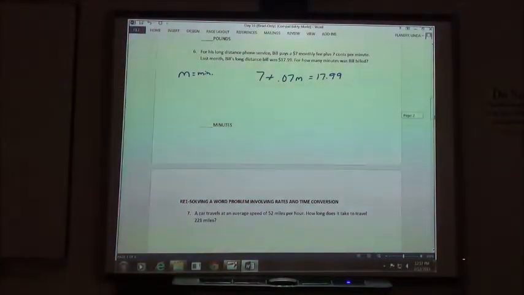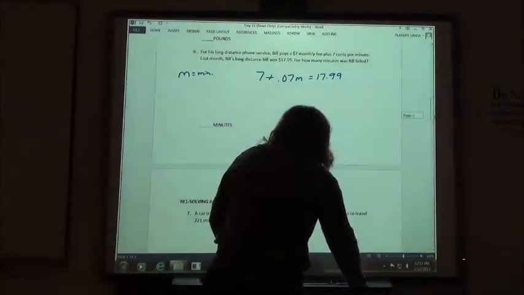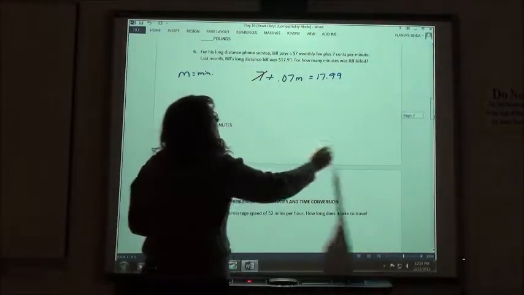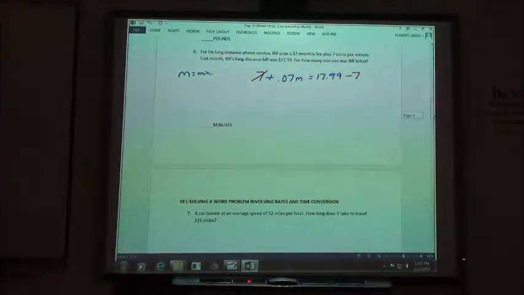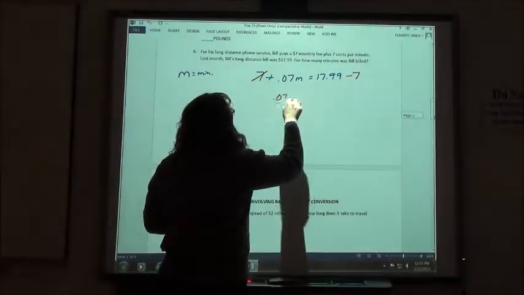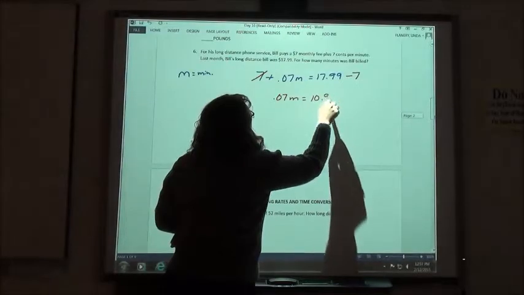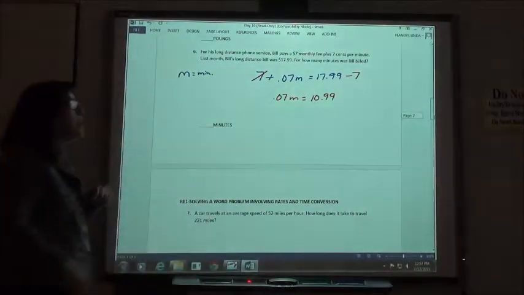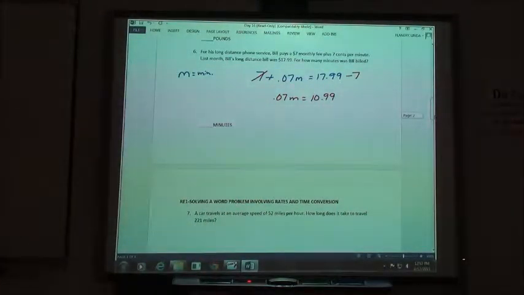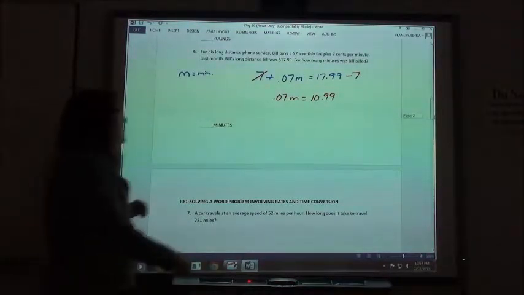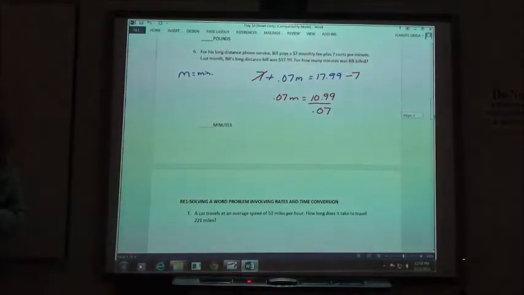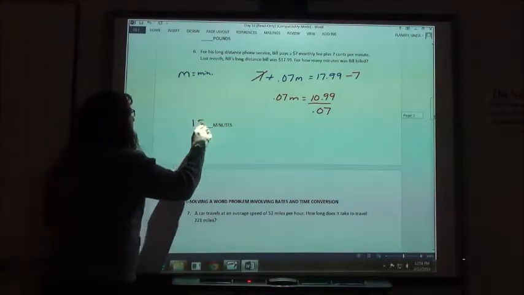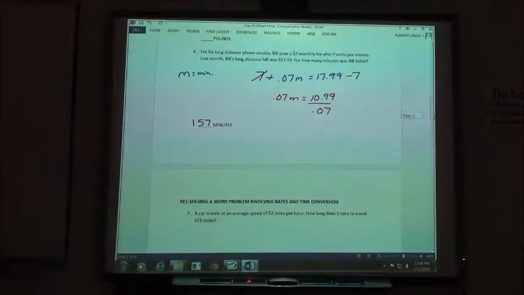So if I'm going to solve that, we're going to subtract out that $7, right? 10.99. So 0.07 M equals $10.99. That's the extra I spent above my monthly fee, right? Then I'm going to divide that by 7 cents. So how many minutes? 157. 157? Yep. So 157 minutes.